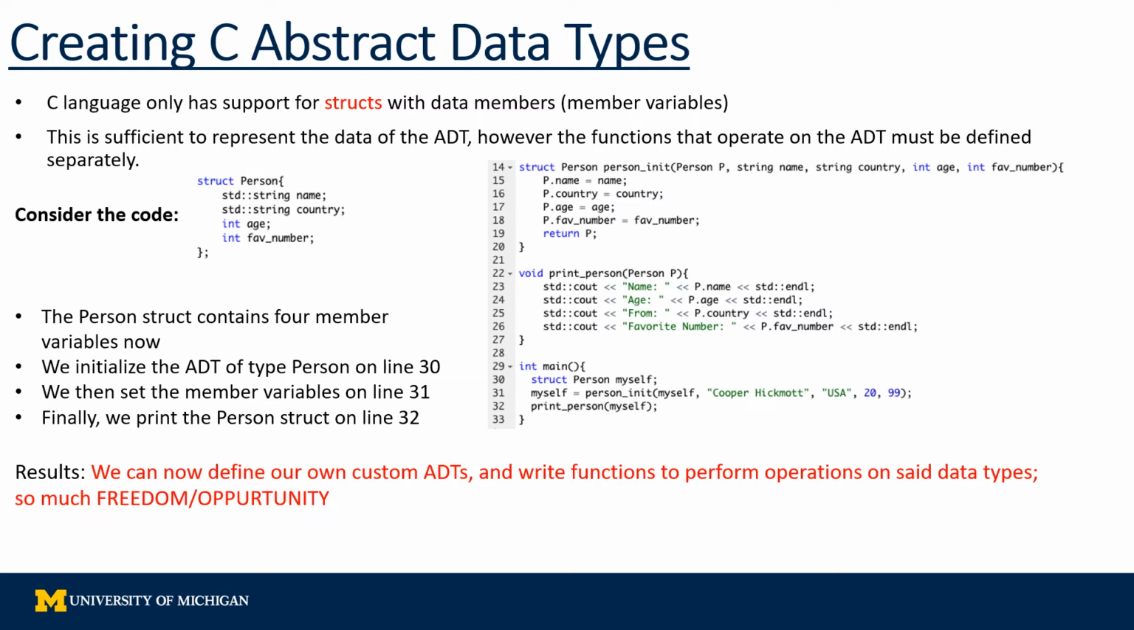And from this, we can now define our own custom abstract data types and write functions to perform operations on these data types. So this is going to give us a lot of freedom and opportunity to really code what we want and make our code more well suited for the problem at hand.